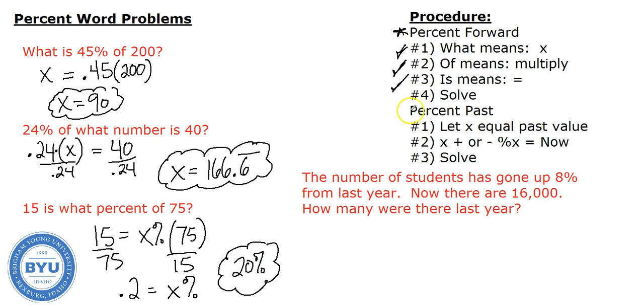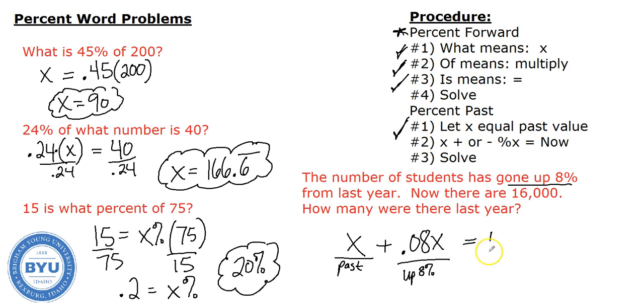Now let's go to one where you've got to find a value in the past. Take a look at this one. The number of students has gone up by 8% from last year. Now there are 16,000 students. How many were there last year? Notice it's asking about the past. To do this, we're going to let X equal the past value. Notice that value went up 8%, so I'm going to use a plus 8% of whatever it was in the past. So X is the past value, plus 8% of the past value, and that equals 16,000.